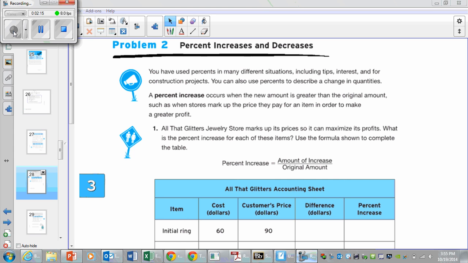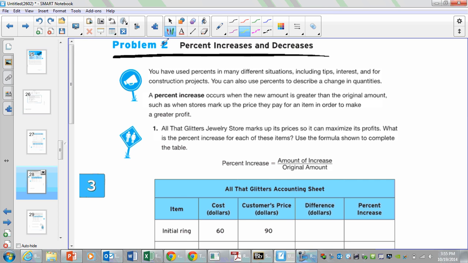Next, turn to page 172, problem 2. This talks about percent increase, and it's another part that we're going to want to highlight. You're going to need to use this a lot in your homework for today. Whenever you want to find the percent increase, you're going to use the amount of increase over the original amount. Percent increase occurs when the new amount is greater than the original amount, such as when a store marks up the price they pay for an item in order to make a greater profit.